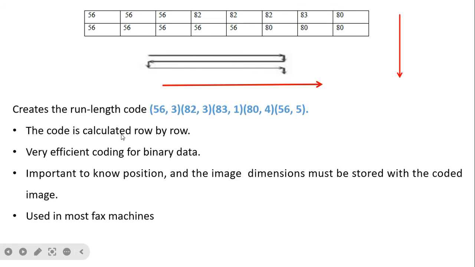The code is calculated row by row. Very efficient coding for binary data. It is important to know the position, and the image dimension must be stored with the encoded image. It is used in fax machines.